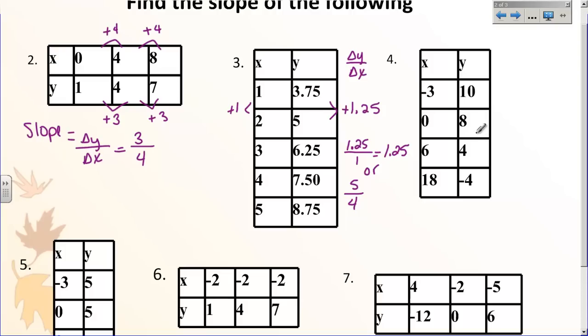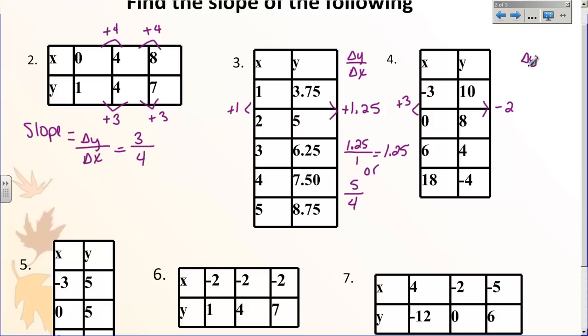Okay, so now let's do the next one. Let's look here. Well, we're going to find our change in y from 10 to 8. Now this one is decreasing and is getting smaller, so my slope is going down. From 10 to 8 is a -2. But my x is going from -3 to 0, so that's an increase of 3.